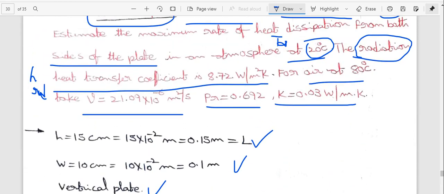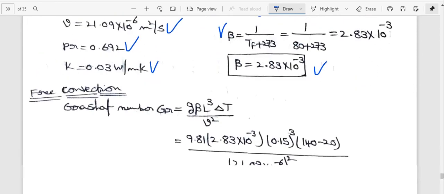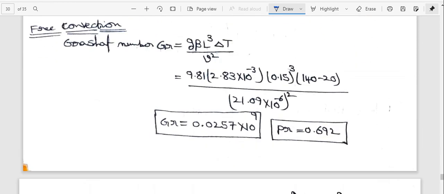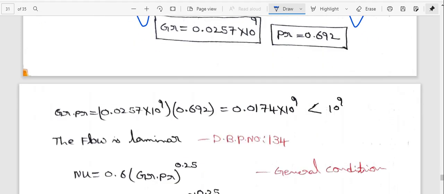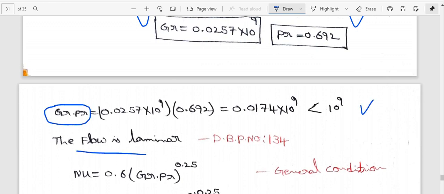So here these are flat plates. That's why I am considering the X value equal to L, the length of the plate. So here we need the Gr value and Pr value. Both the Gr and Pr value are less than 10 power 9. This is laminar flow.